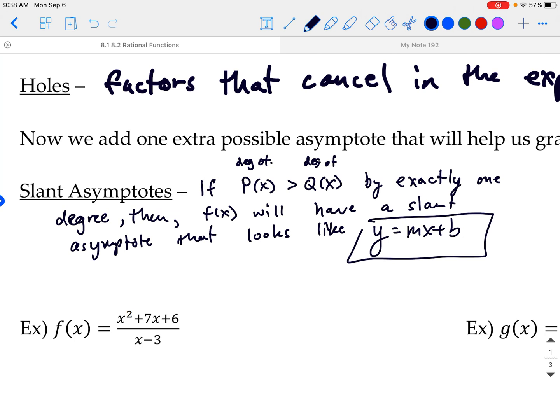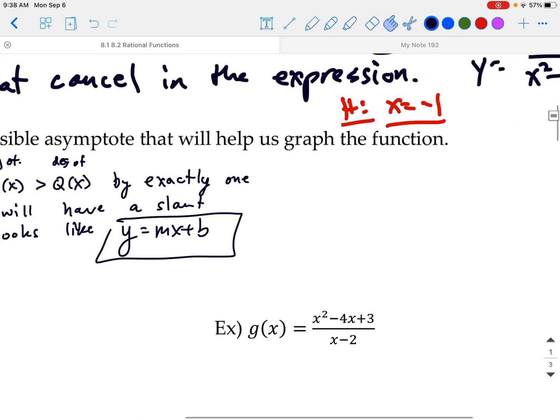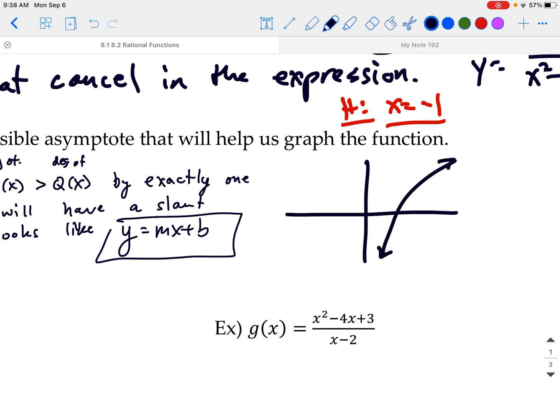So we're going to have some line with non-zero slope that our graph is going to be following along. So if we think of those sample graphs I put up a moment ago, so if we've got this sort of infinite behavior as we go to the extreme right or the extreme left, there's going to be some line that those ends will follow. So we'll have vertical asymptotes and slant asymptotes together.